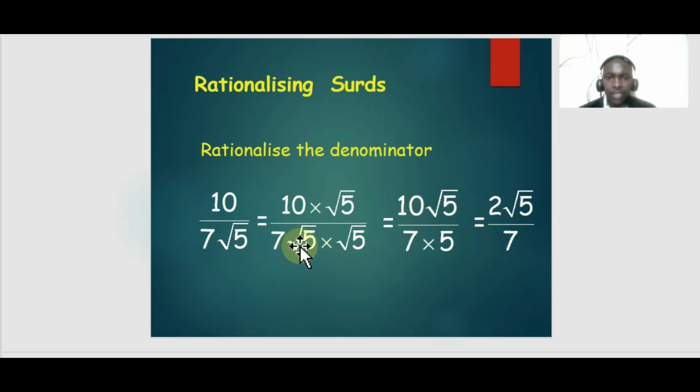Then 7 times 5 times root of 5. Remember, root 5 times root 5 will give us 5. Then this one will be 7 times 5, which will give us 2 root 5 divided by 7. So we have done some simplification here. This one by 5 1, by 5 2. That is why we have 2 root 5 divided by 7. So this is some simplification that we have done here.